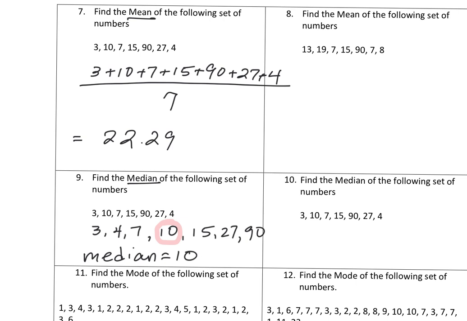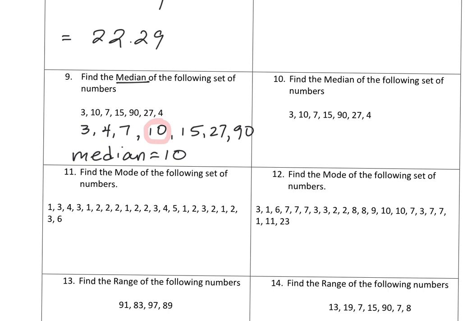So if I have an odd set of numbers, like in this case I have 7 numbers, the middle number is easiest to find. But if I have an even set of numbers, like if I only had 6 numbers, then I'll have to take the middle 2 numbers, average them, and that will be my median. But in this case, and on the test, you'll have an odd set of numbers, and you just have to find the middle number. As you see right here, 10 is in the middle of the set, and that is your number.